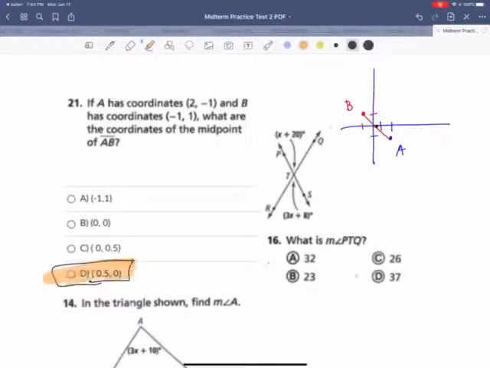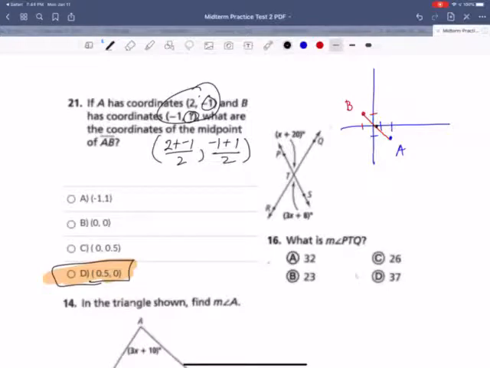Now let's verify using the formula. The formula says I can add the two x values and divide by 2, and add the two y values and divide by 2. That's going to be my midpoint. So -1 plus 1 is 0. So that would give me 0.5 and 0. Oh, I was right. Nice.